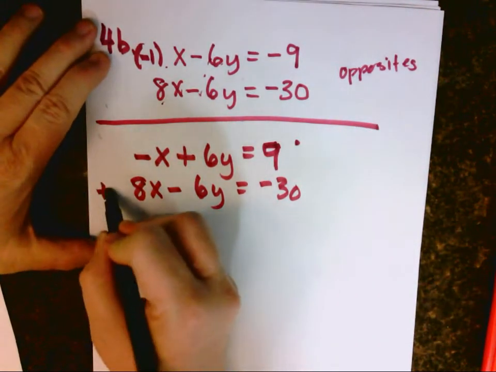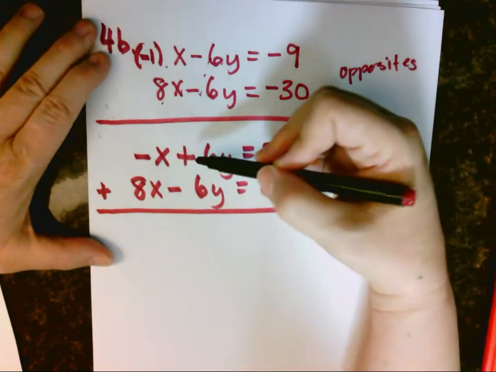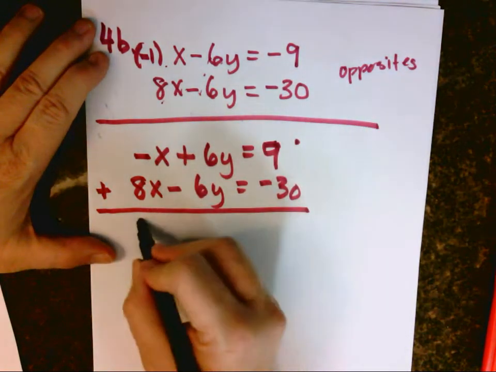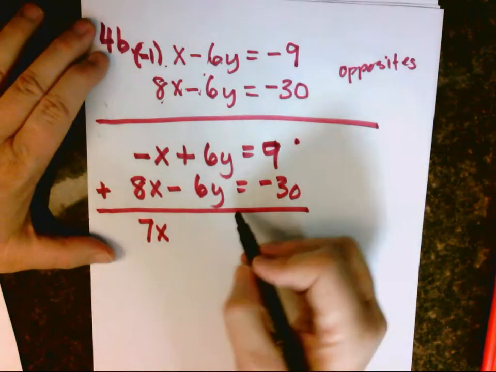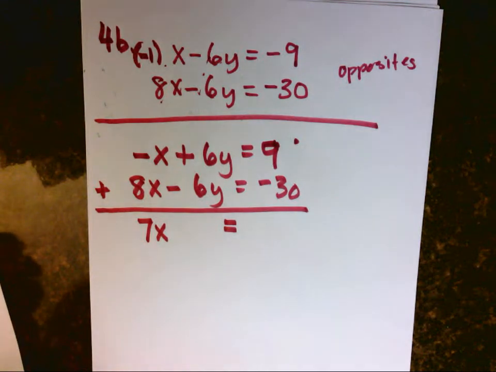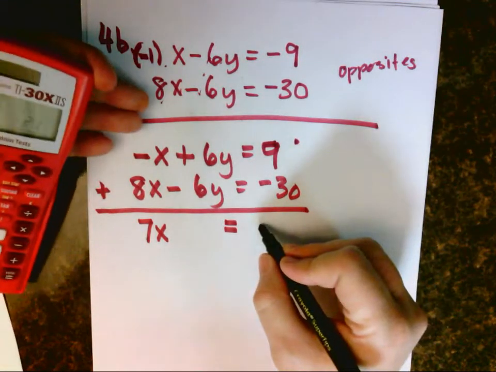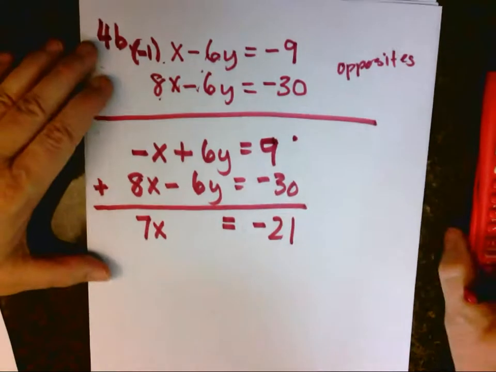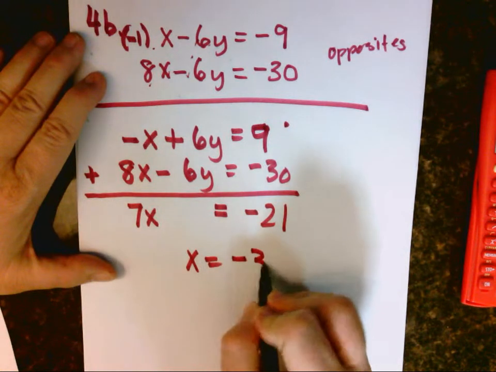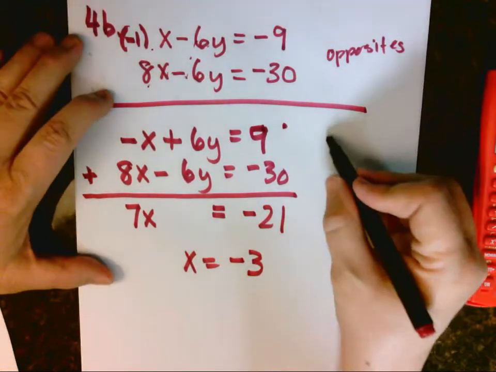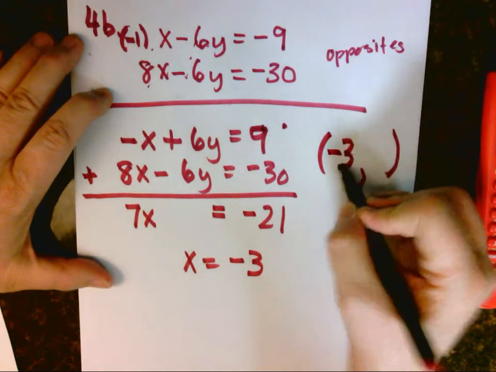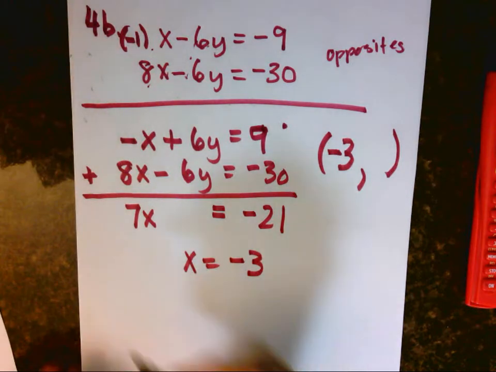Now, if I add these at this point, I should be able to eliminate something because I have opposites, additive inverses, opposites. So I add this and I get 7x, 0y's equals 21, and it's negative, and we want to divide off the 7. So x is equal to negative 3. Okay, so now I know that when I look for the point that these are going to intersect, x is the negative 3, and now I need to find y.